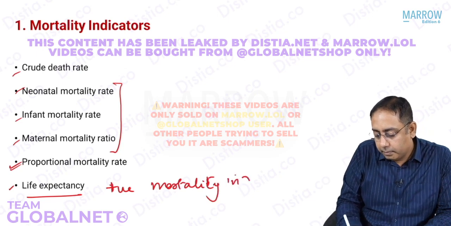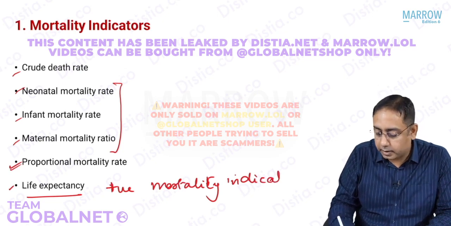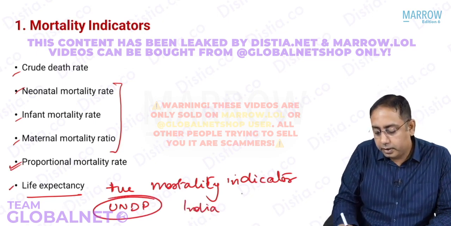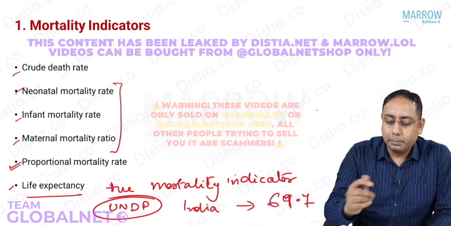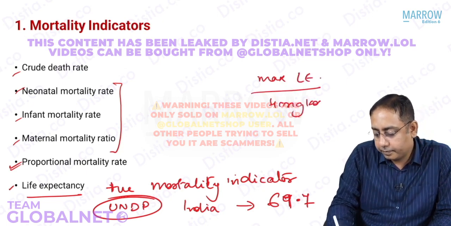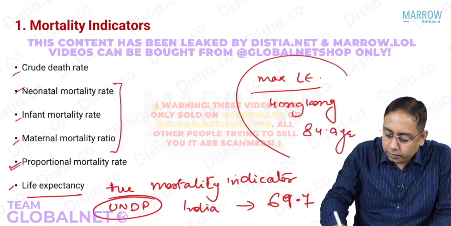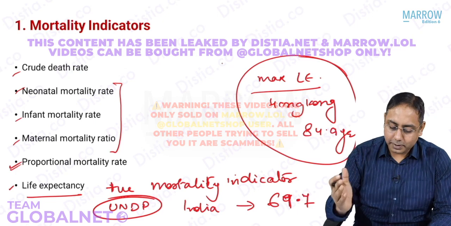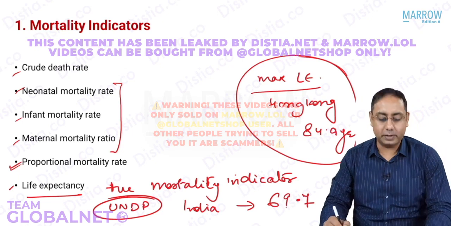mortality indicator. Please note that as per the UNDP, the United Nations Development Program, in the year 2021, the life expectancy for India was recorded to be 69.7 years. And the maximum life expectancy has been recorded for Hong Kong, that is 84.9 years. So 84.9 is the maximum life expectancy. India is hovering somewhere in the middle. The lowest countries would have something around 52, 53 life expectancy.